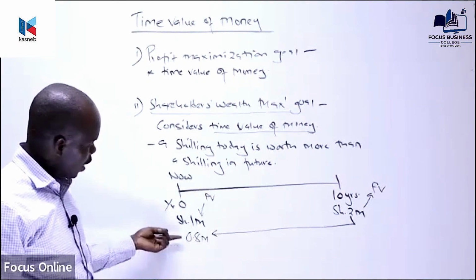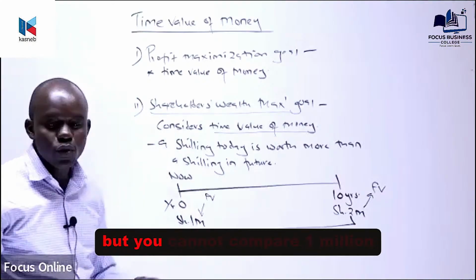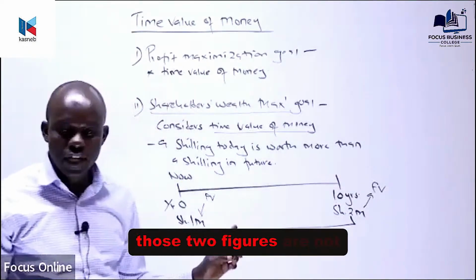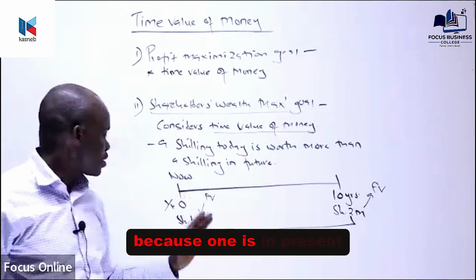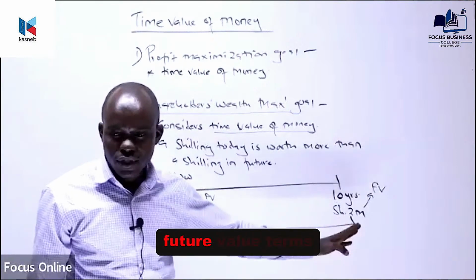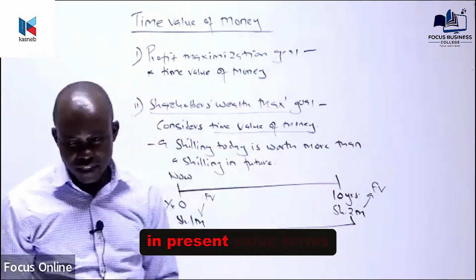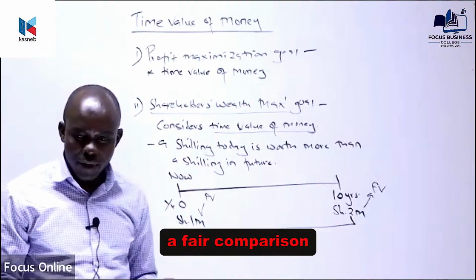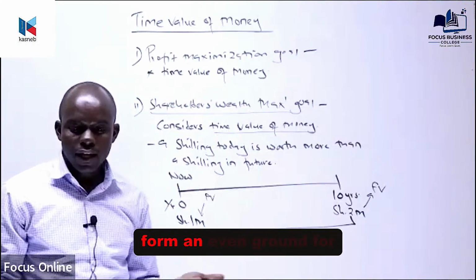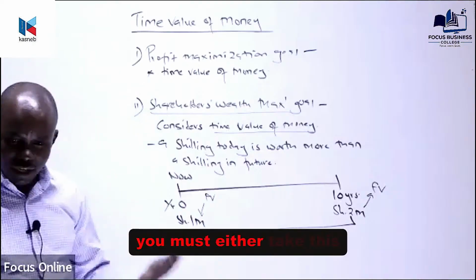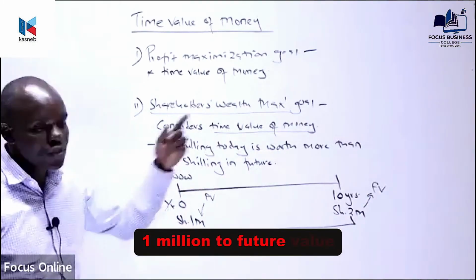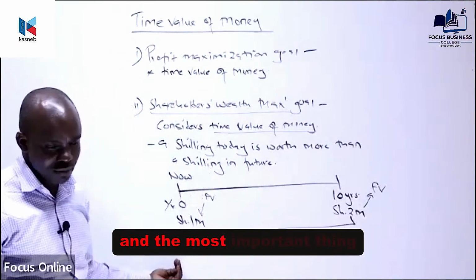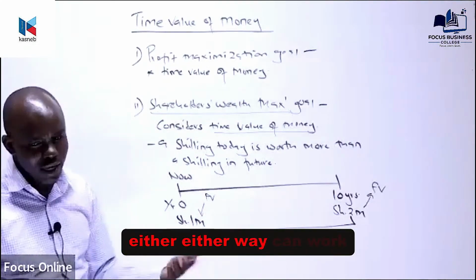Yeah, are we together? You would rather go for the 1 million shillings today, but you cannot compare 1 million and 2 million. Those two figures are not comparable because one is in present value terms, the other one is in future value terms. You cannot compare an amount in present value terms with an amount in future value terms. If you want to have a fair comparison, or if you want to form an even ground for comparison, you must either take this 1 million to future value or bring this 2 million to present value. Either way can work.